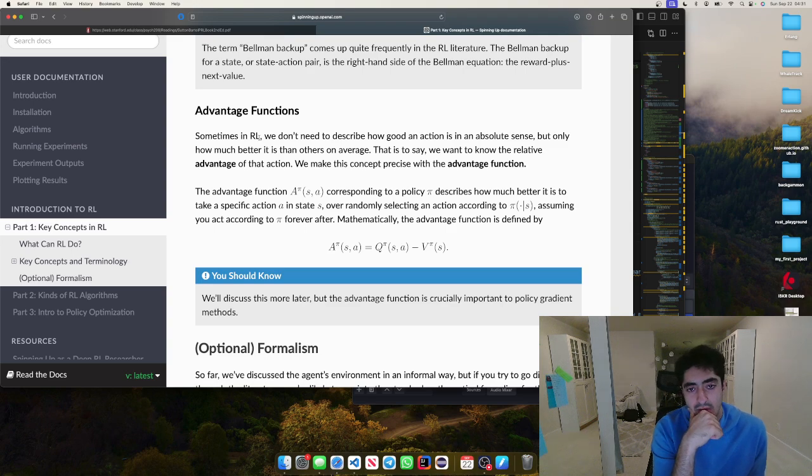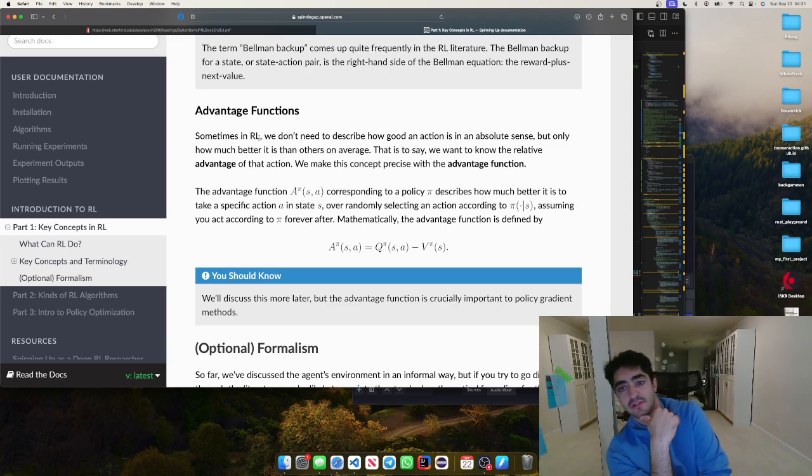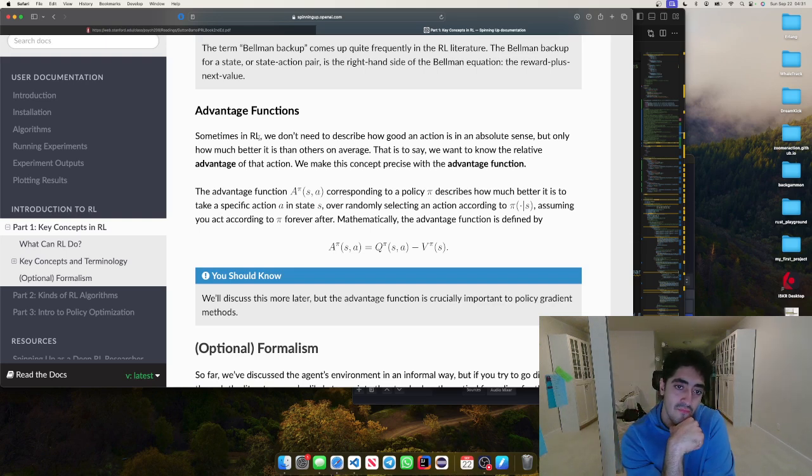Sometimes in RL we don't need to discover how good an action is in an absolute sense, but only how much better it is than others on average. That is to say, we want to know the relative advantage of that action. We make this concept precise with the advantage function.